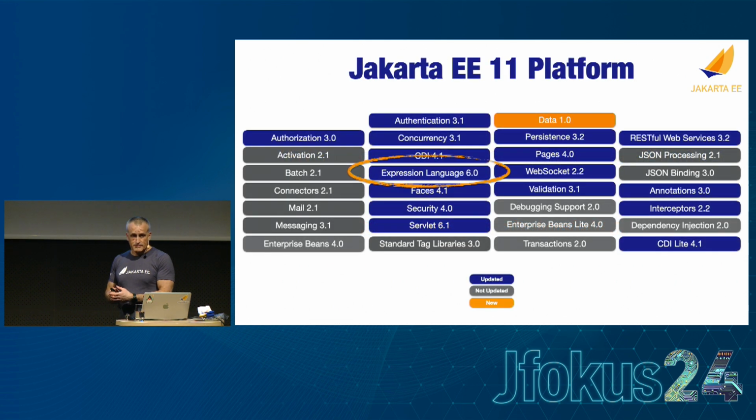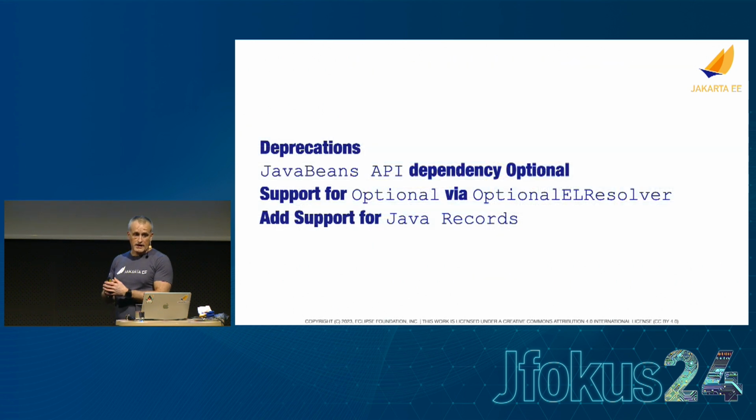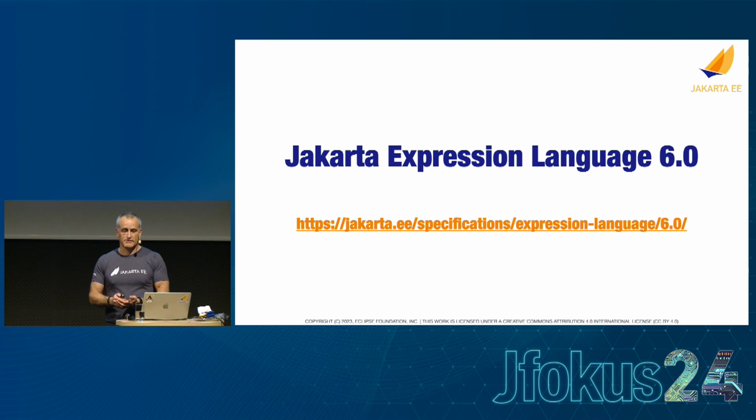So expression language is getting an update. There are a lot of deprecations going on in that API. They're making the dependency on the Java Beans API optional, and also adding support for Java records. So that's kind of picking up. The last release was compiled to 11, so now that we're on 17, you can use records. So they add support for records in the expression language. And yeah, the URL is this.